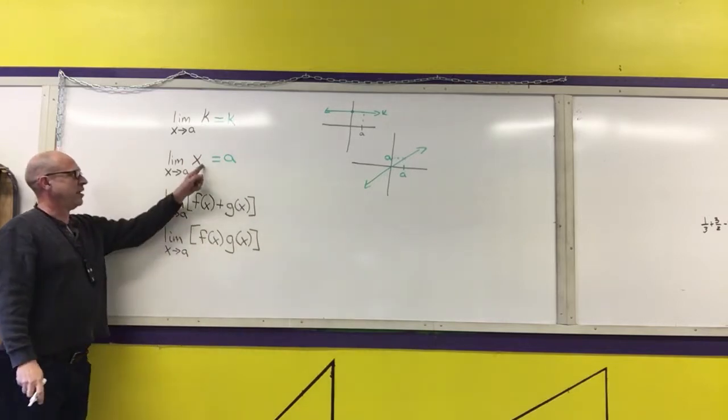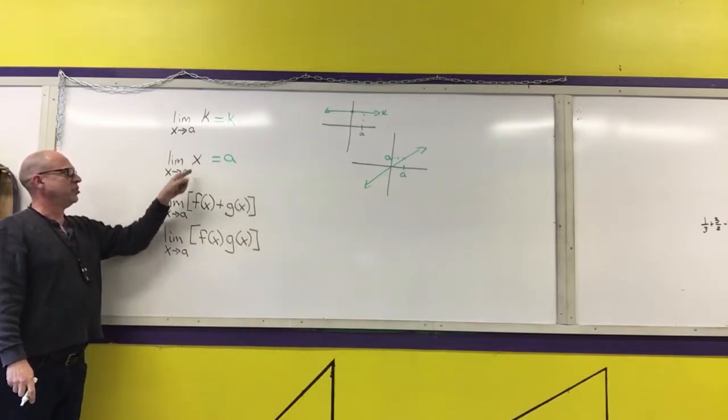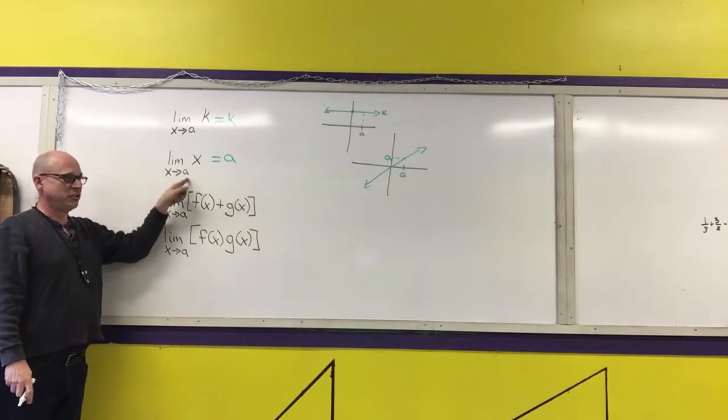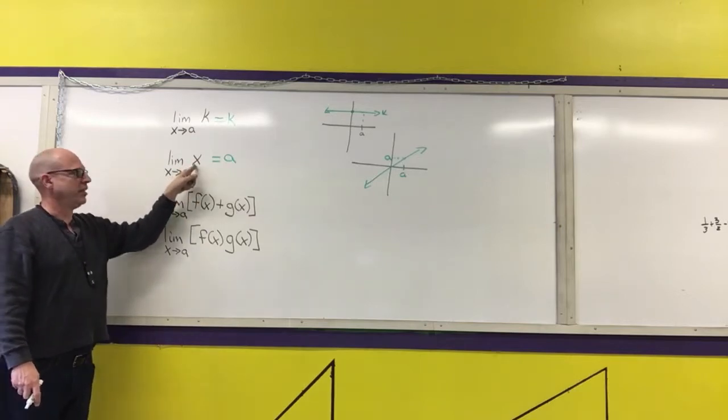What this tells me is that, hey, if I have the limit as x approaches 2 of x, as x approaches 2, what does x equal? Well, it actually equals 2.